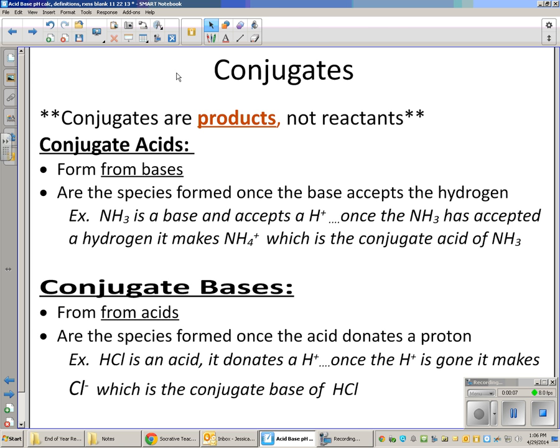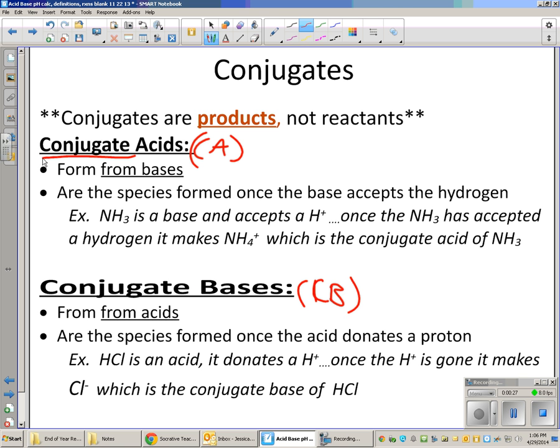So when an acid and a base react, they're going to form a conjugate acid, which I always call Ca, and a conjugate base, which I could just label as Cb. And they're opposites. A lot of this acid-base terminology is inverse than what you think it is.